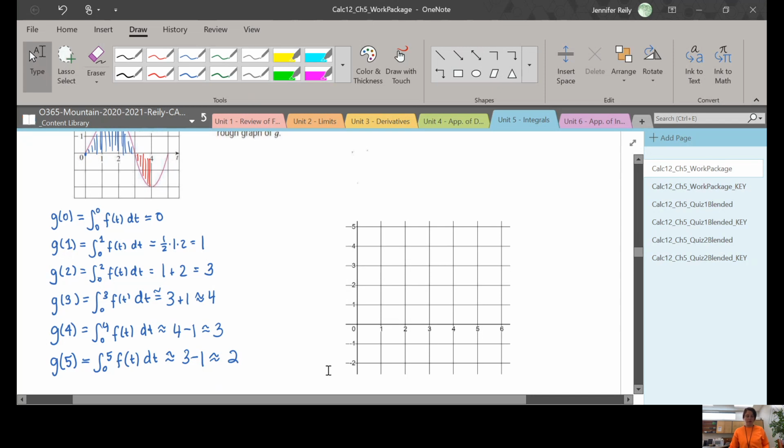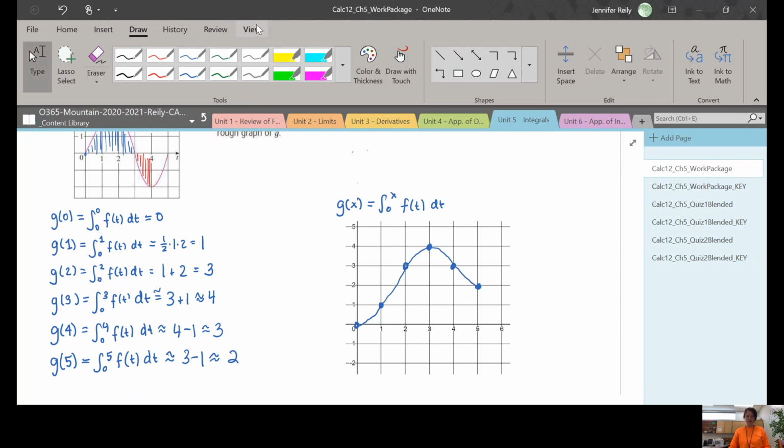Okay, so we're going to plot this function g of x here. It's the area from 0 to x of my function f of t dt. So at 0, we had 0. At 1, it was 1. At 2, it was 3. At 3, we had a value of 4, and then it was 3, and then 2. Okay, so I'm just going to connect those points with a curve. Okay, so something like that.